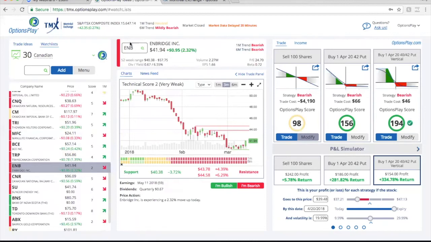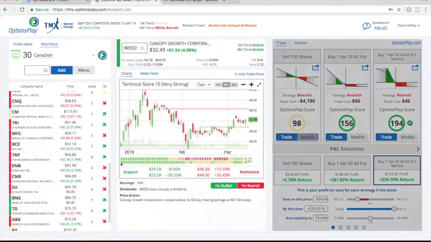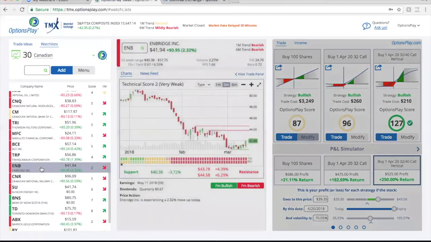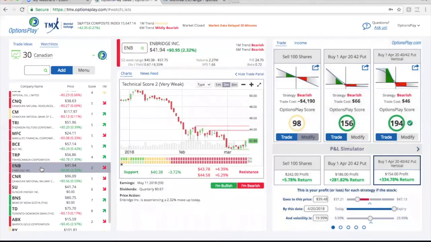Generally speaking, at least for me, and this is not necessarily saying what you need to do, I like to buy or look for bullish candidates within strong stocks like this, and I like to look for weak stocks like ENB if I'm looking for bearish strategies. So these are the types of analysis that we provide you that help you quickly gauge whether a stock is in a bullish or bearish trend very, very quickly. So let's just go back to wheat here real quick.